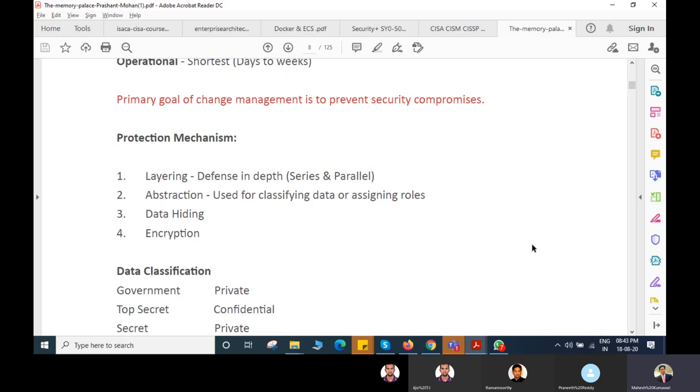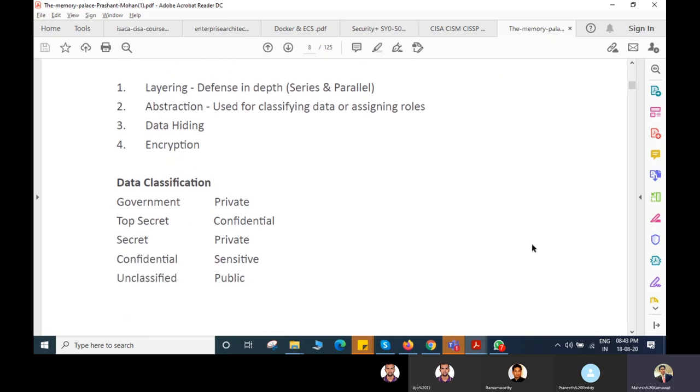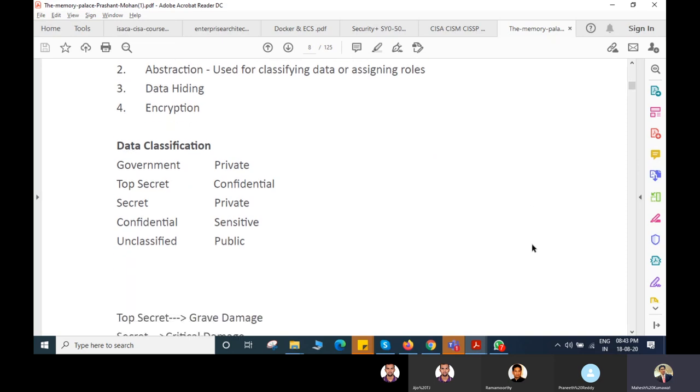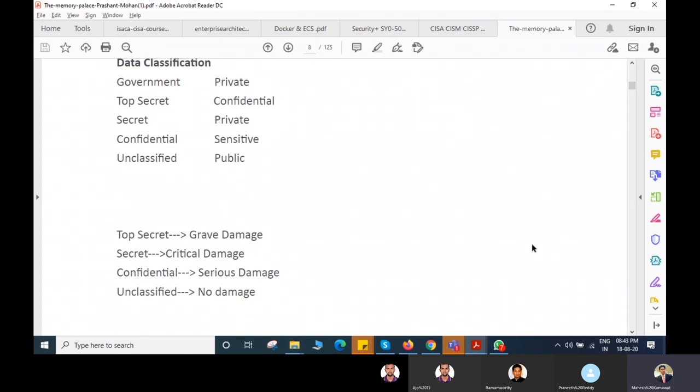And in the middle, we have data classifications. For government data, we have top secret data, confidential data, secret data, private data, sensitive data, classified data and public accessible data. Once you join a company, you should understand this type of data. Most of you work in the private sector, and in the private sector we have confidential data, private data, sensitive data, and public accessible data.